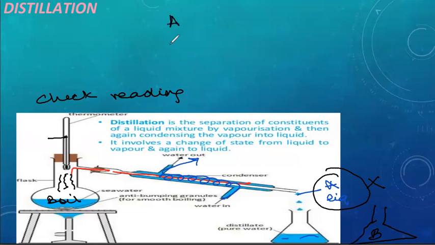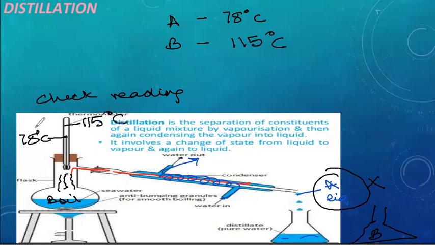Let's say component A has a boiling point of 78 degrees Celsius, and component B has a boiling point of 115 degrees Celsius. So when component A is coming, the thermometer is going to show you 78 degrees Celsius. Then after some time the liquid will stop falling, and then we can see there is a rise in the temperature. And how much will the temperature rise to? 115. Slowly and gradually the temperature will rise to 115. So the change in the temperature reading is an indication that now my second component is about to start.